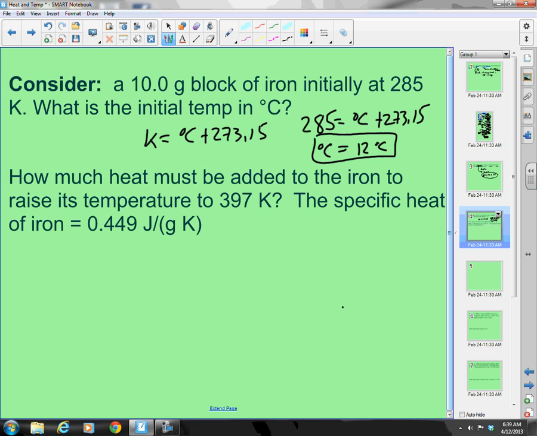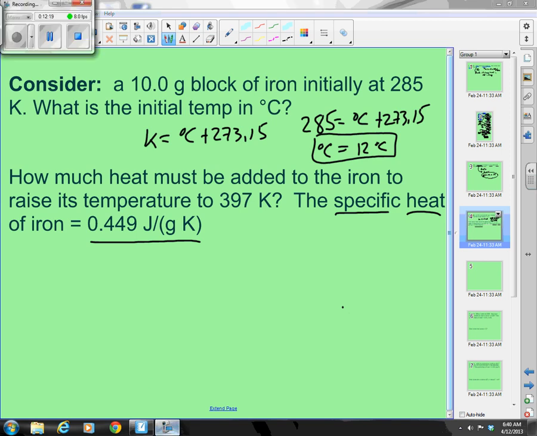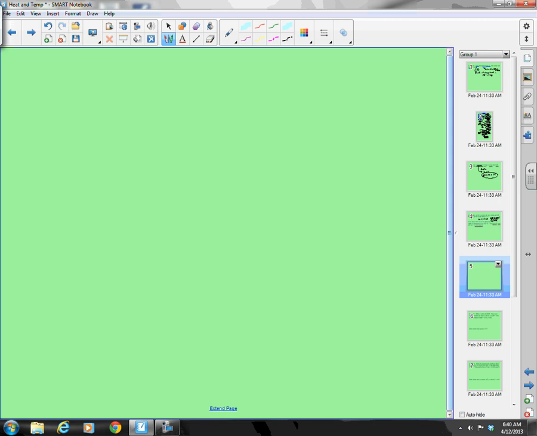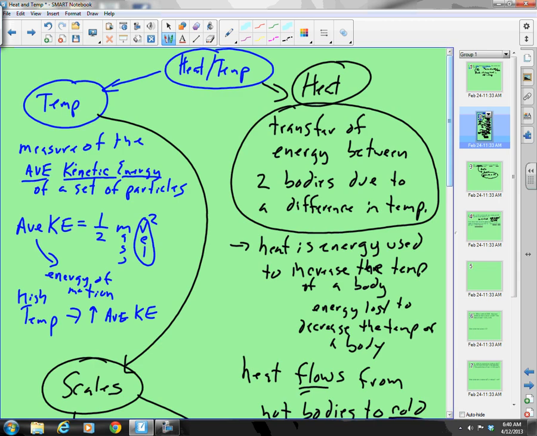How much heat must be added to the iron to raise its temperature to 397 Kelvin? The specific heat of iron is this number. Let's see how much time we have. Yeah, I guess we can do this. Let's go ahead and do it. All right, we need some notes. So let's go over here. We're talking about heat and stuff.